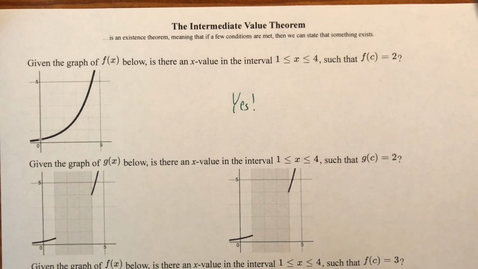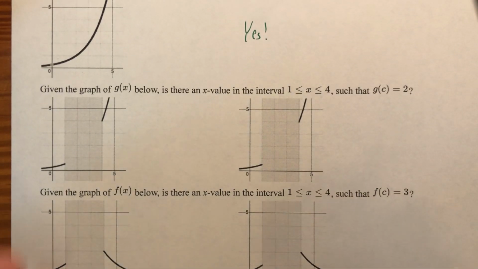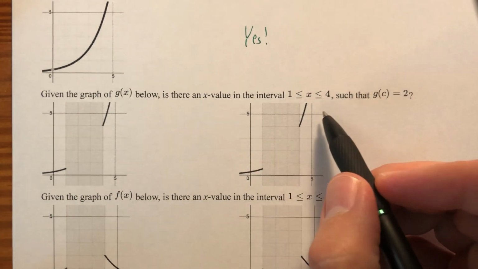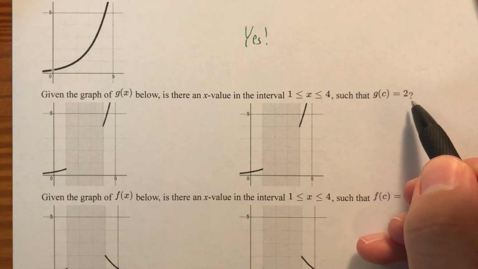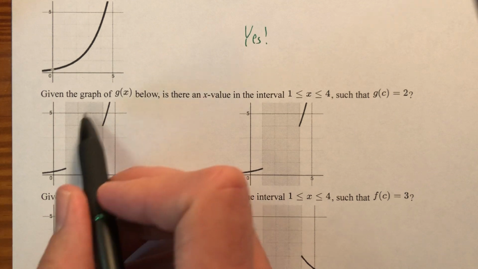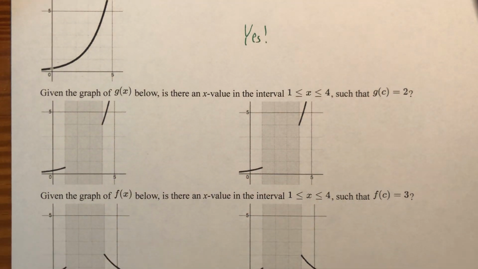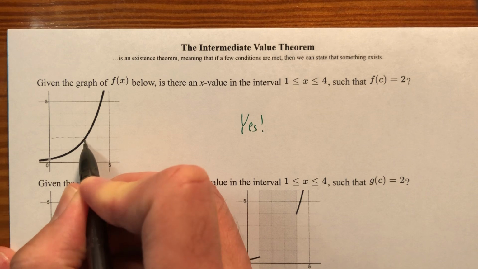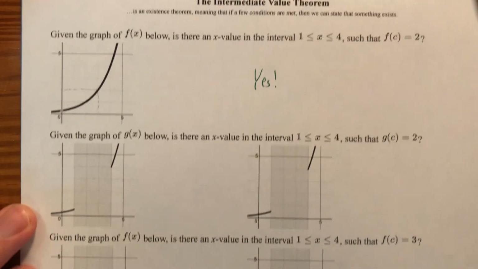Okay, given the graph of g of x below, and we've done this twice, is there an x value in the interval from 1 to 4 such that g of c equals 2? Same question. So I don't see what happens behind this little curtain. What's going on behind the curtain? I don't know. It's hidden. So the question is, am I guaranteed to have an output of 2?